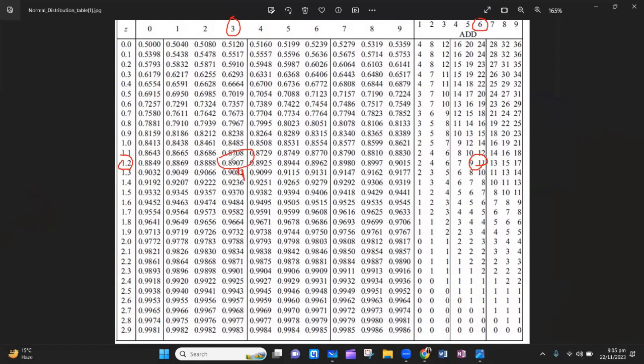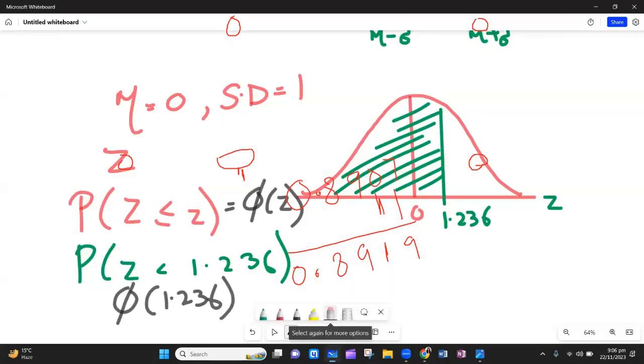So you have to add 0.8907 and 0.0011. Okay, so let me go back. In fact, I'll do it here. So 0.8907, add 11 to it. So 0.8919 is going to be the probability. The answer is 0.8919.